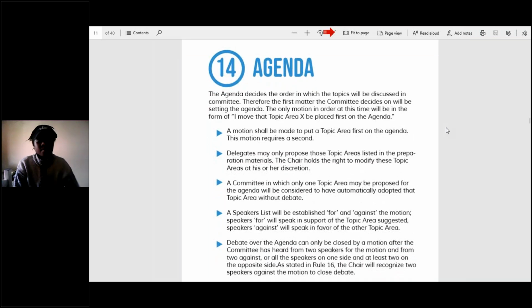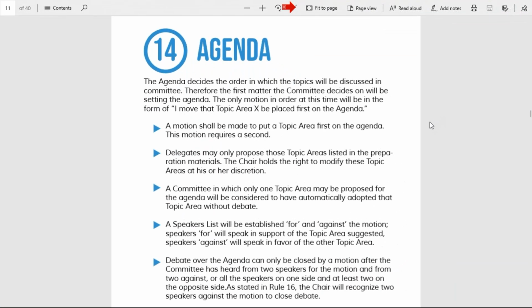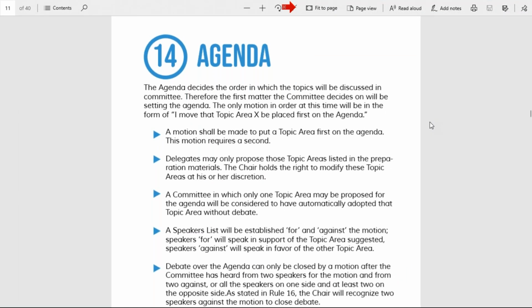Now for the agenda, an agenda is basically the topic you'll be discussing. So for Saimun, we don't usually need to set an agenda because we only have one topic that will be discussed.